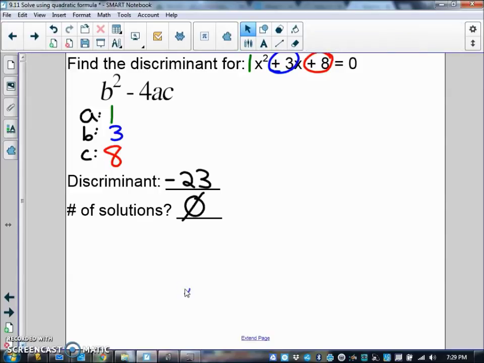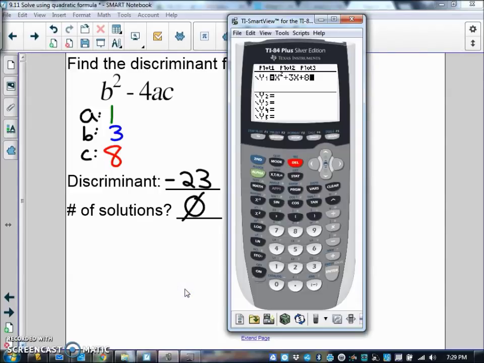And I can see this when I go to my calculator. I plug the equation into my calculator, and I graph it, and voila, no x-intercept. Therefore, no solutions.